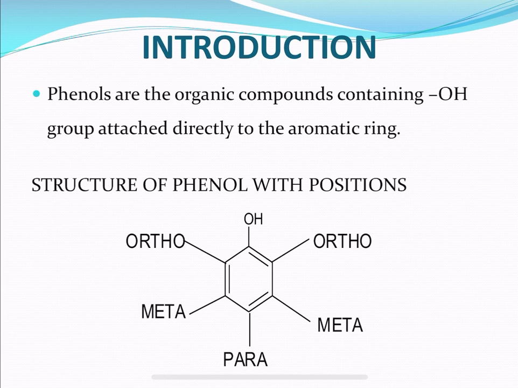The simplest phenol is C6H5OH. If you imagine the structure of benzene, C6H6 is the chemical formula of benzene, right, C6H6. Here, in place of one hydrogen, or I can call it a proton, one hydrogen is replaced by an OH group. That is why it is C6H5OH. This is the simplest form of phenol.